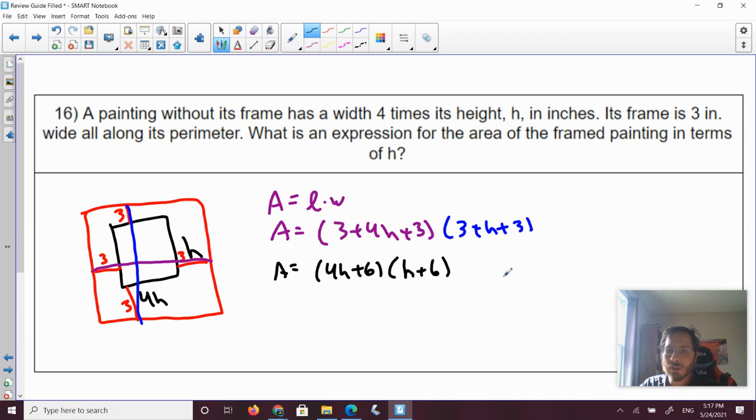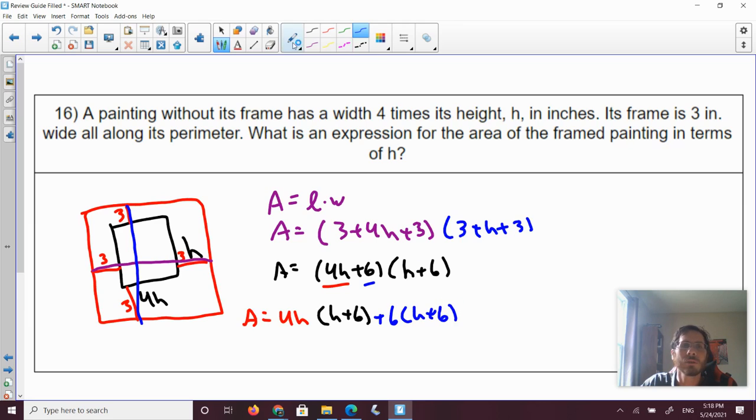So that looks really good because it's almost an intercept form, but I think it'll look nicer in standard form. So we're actually going to multiply these out. So I'm going to multiply them out with the double distributive property. So 4h times h plus 6 plus 6 times h plus 6. I guess that h plus 6 should be black. Let's make that black.